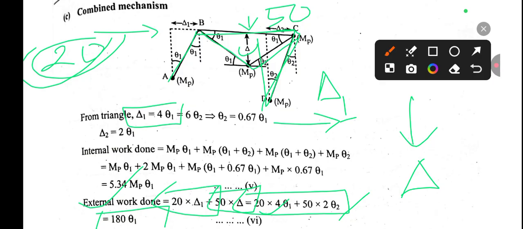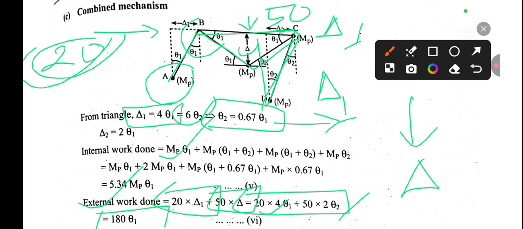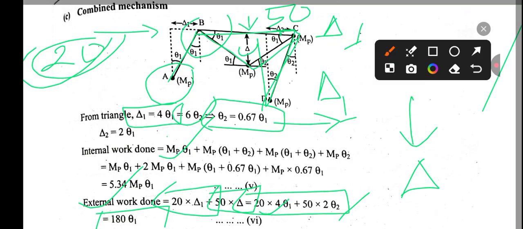So theta 2 can be written as, this delta will be equal to, this is also delta 1, not delta 2, this is delta 1. So this is 6 theta 2. So from here we can write this theta 1 can be written as 0.67 times theta 2. Okay, so from here you can see, this is MP into theta 1. So MP into theta 1, this is MP into theta 1 also. So we take MP into theta 1.